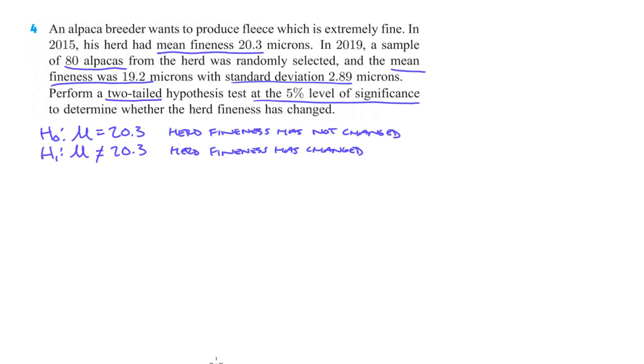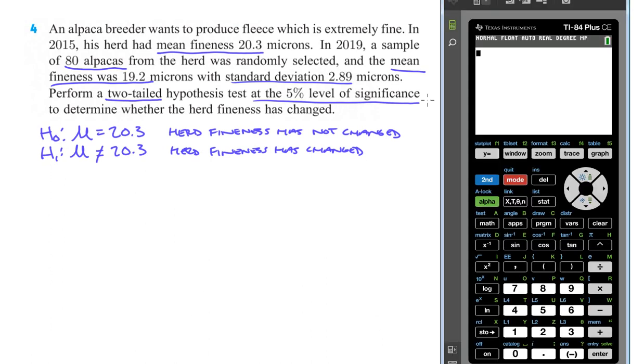What we're going to want to do with this is get our graphing calculator out, go into STAT, and this is the t-test. So we go over to TESTS, go down to the T-Test, and push enter. Now, the first part says input, and you're either going to have the raw data or the statistics. In this case, we have the statistics because it tells us the mean fineness was 19.2, and the standard deviation is 2.89. So we're going to do the stats.